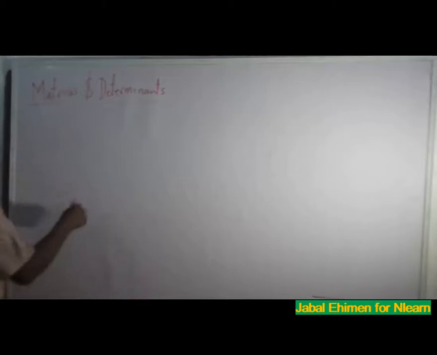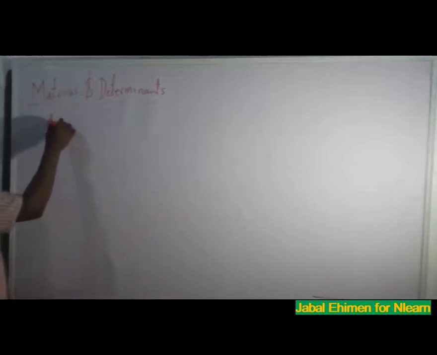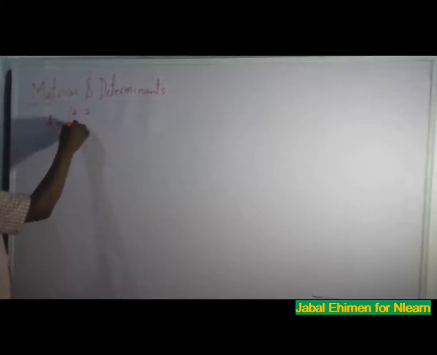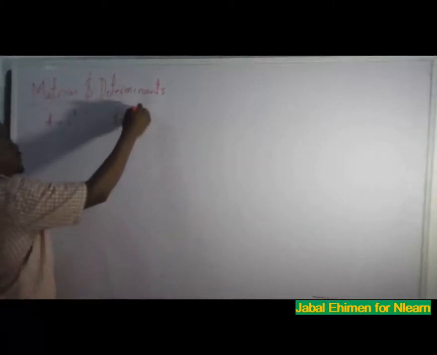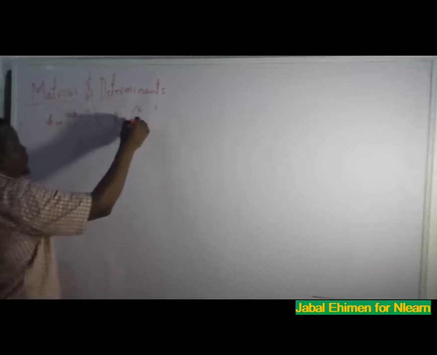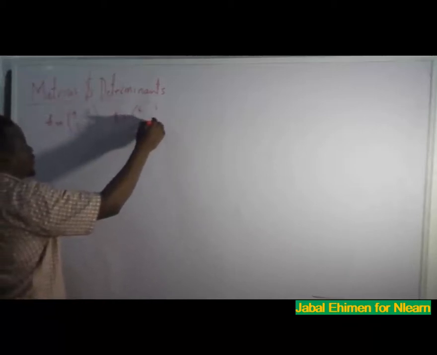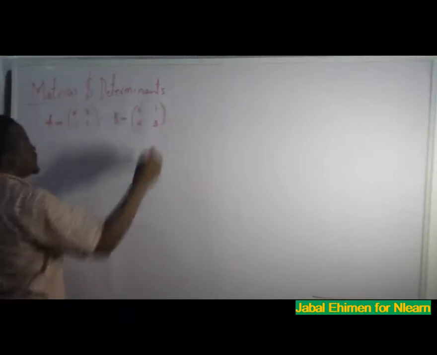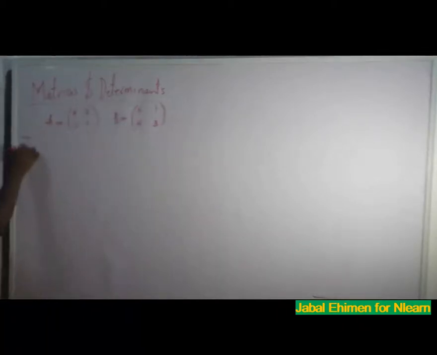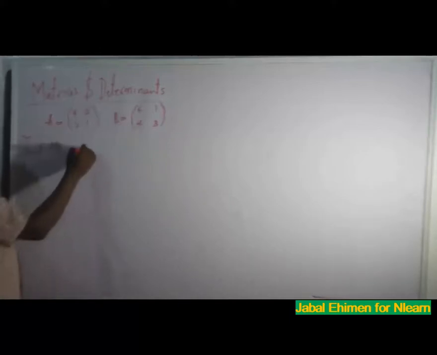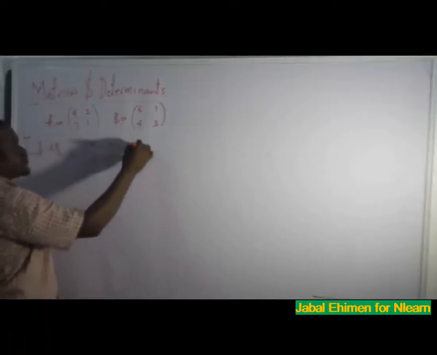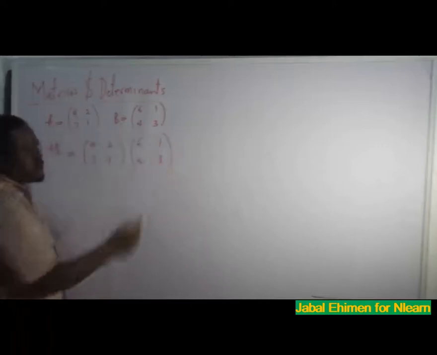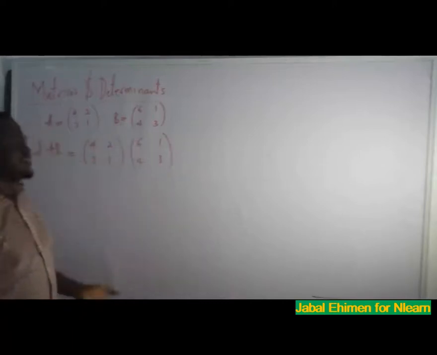For instance, if I have A equals 4, 2, 3, 1, and I have B to be 6, 1, 4, 3. If I have this, and I ask you to find AB, it's simple. All I need to do is take the values 4, 2, 3, 1, and 6, 1, 4, 3. I start with this. Now it's easy for me to multiply.